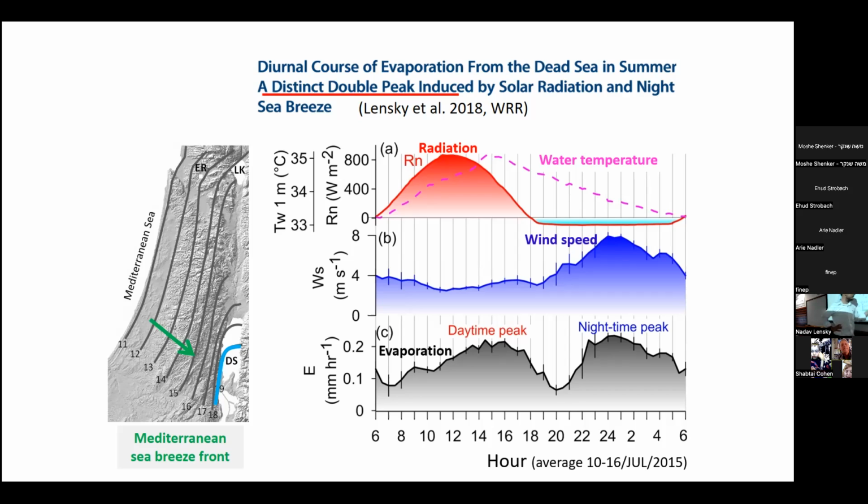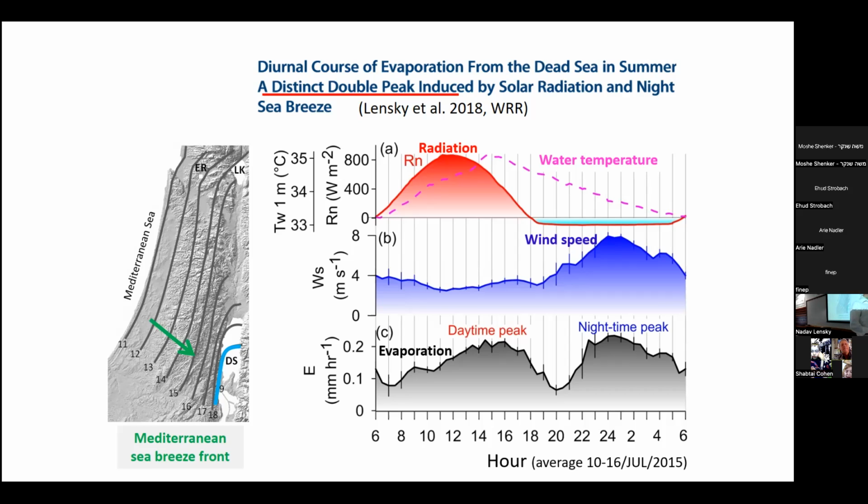At sunrise and sunset, it's almost nothing. The maximum evaporation, these are the rates here in millimeters per hour, is during nighttime. Why is that? Because if we follow the wind speed, we see that it is coming into the Dead Sea only after sunset, and this is how we get a kind of charging of energy during the day.